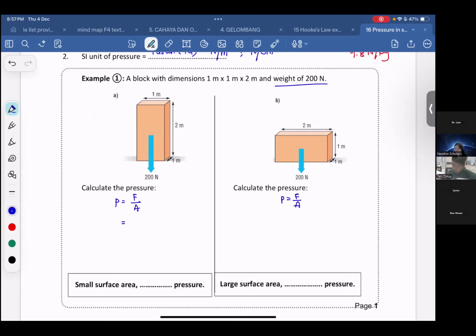So the weight is 200 Newton. This is a force in Newton, you see. So 200 divided by area. Which one is our area, dear? Which area is the area that you want to find?